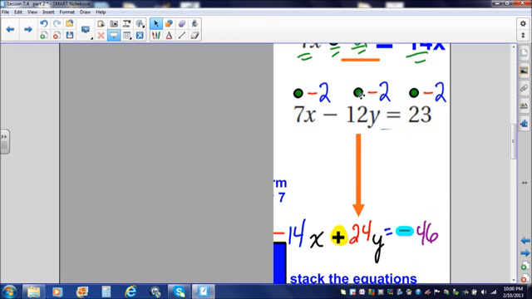Negative 12 times negative 2 gives me positive 24. 23 times negative 2 gives me a negative 46.